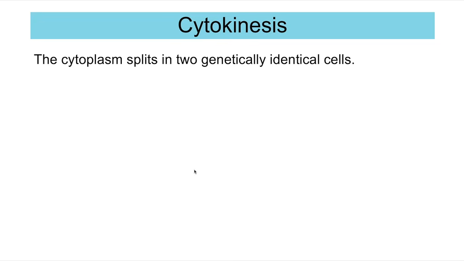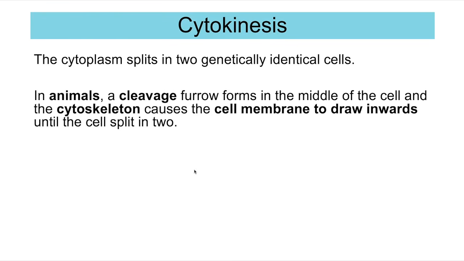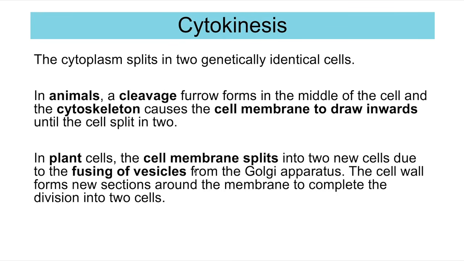The final step is cytokinesis. This doesn't count as mitosis, but cytokinesis is the last part of the cell cycle, and this is when the cytoplasm splits into two genetically identical cells. So in animals, you get this cleavage furrow forming in the middle of the cell, and the cytoskeleton causes the cell membrane to draw inwards, and that is then what causes the cell to split in two eventually. In plant cells, the cell membrane splits into two new cells due to the fusing of vesicles from the Golgi apparatus, and then the cell wall forms new sections around the membrane to complete the division into two cells.